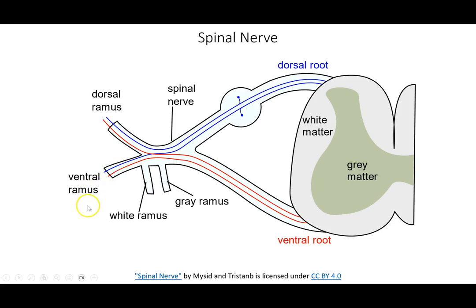All right, we did not cover the white and gray ramus in lab. You'll see these on a couple models here and there, but these were not terms that we covered in lab specifically. So I'm not going to spend too much time talking about them, but those are what's going to end up connecting the spinal nerves to those autonomic ganglia in the sympathetic chain. So some models will show that rami communicantes, which is basically a combination of those two.